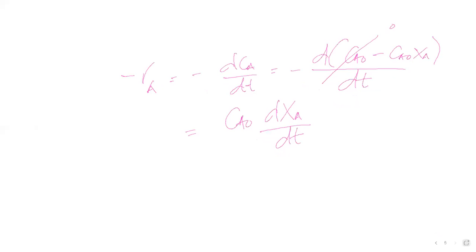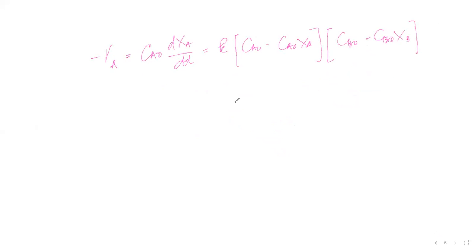Start with a new page. So you have on the right side RA equal to CaO dXA dt. And you have a K, and you have a CaO minus CaO XA. And you have a CbO minus CbO XB. Okay, you have that. I'd like to get the CaO already.